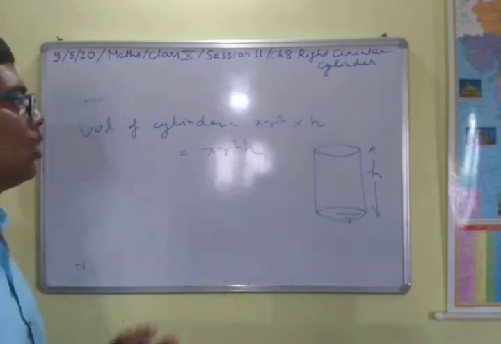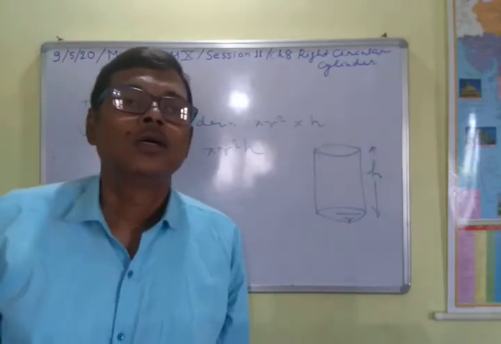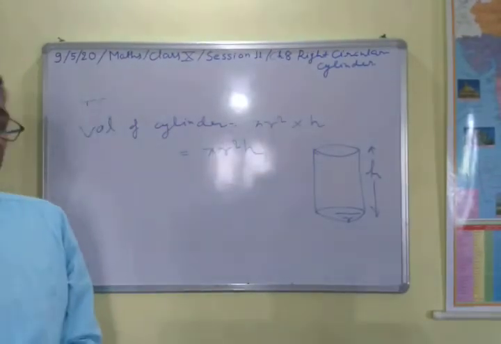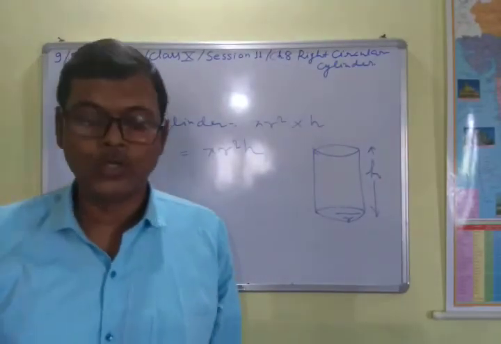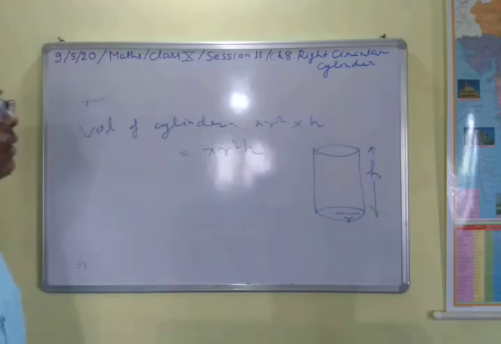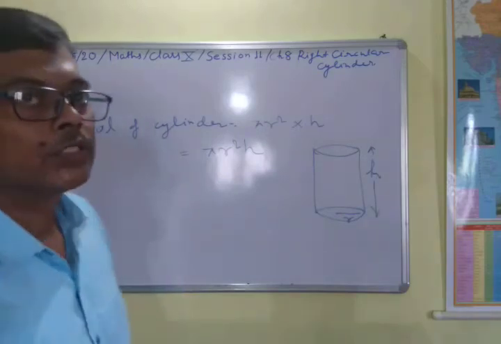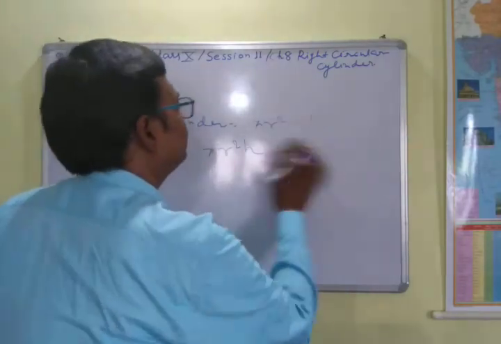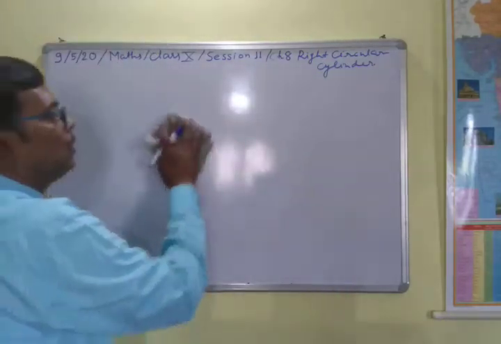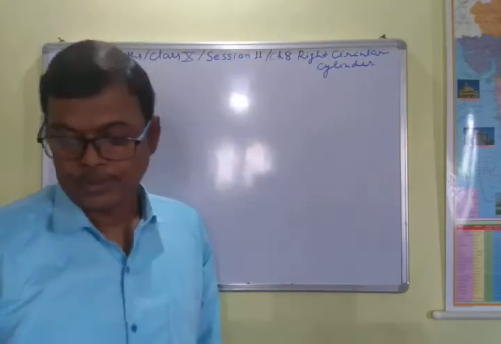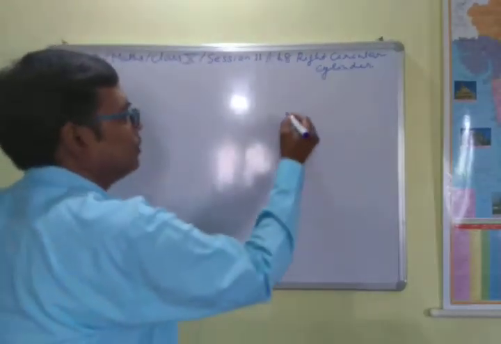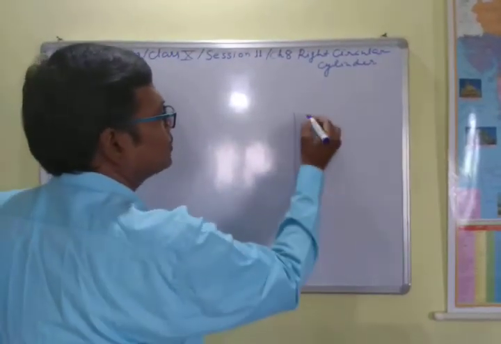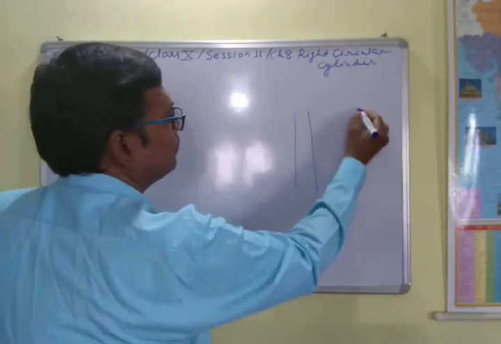So I discussed three topics. The first is the curved surface area, next the total surface area, and the volume. And the fourth topic is the total surface area of a hollow cylinder. So what is a hollow cylinder? A hollow cylinder means you can think of a hollow pipe. If you see the pipe, the figure of the pipe is like this, that is there is some thickness in the pipe.